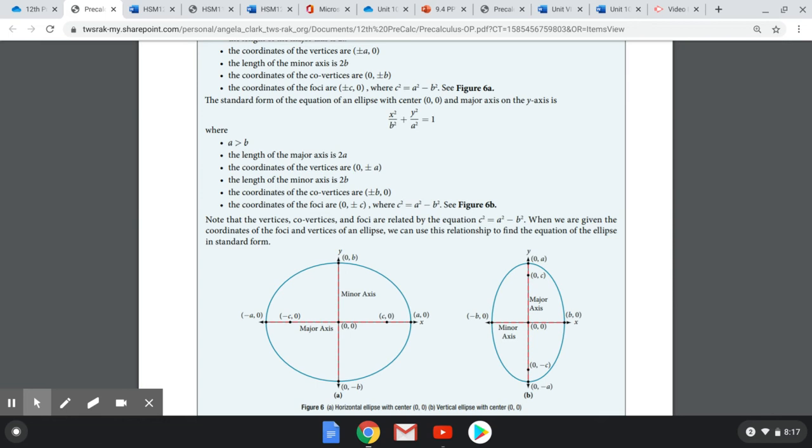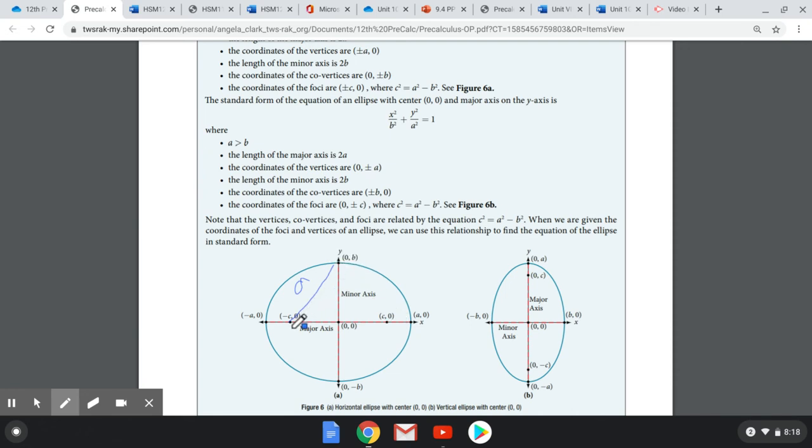It turns out that there is a Pythagorean relationship between a, b, and c. I haven't talked about c yet. c is the distance from the center to a focus, and it's always along the major axis. So in this situation it would be up and down; in this situation, it's right and left. And it turns out that this distance is a.